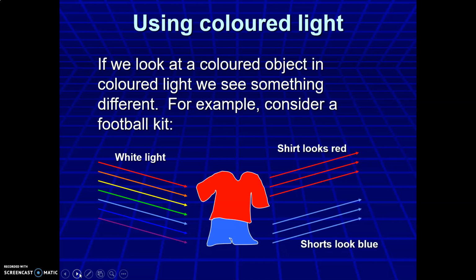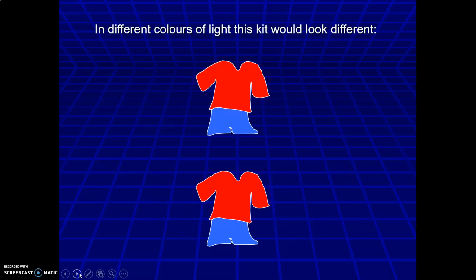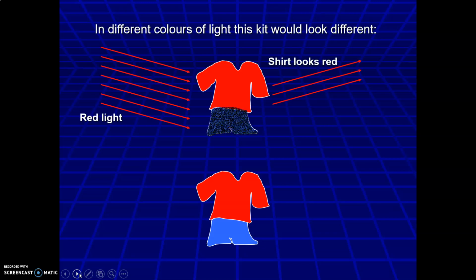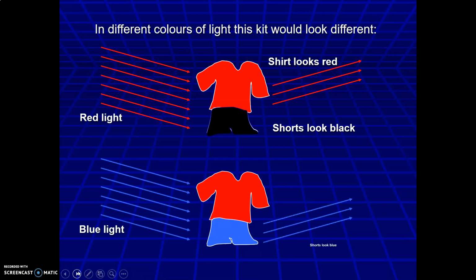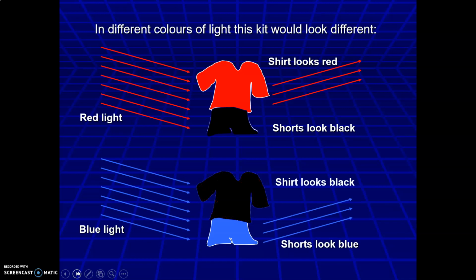But what if we used a light or a torch with a filter, in different colors? This is the first one. If you use the red light, the shirt will look red because a red filter makes things look red. But the blue shorts will look black. If you use a blue filter or a blue light, the blue color will stay the same, but the shirt will look black.